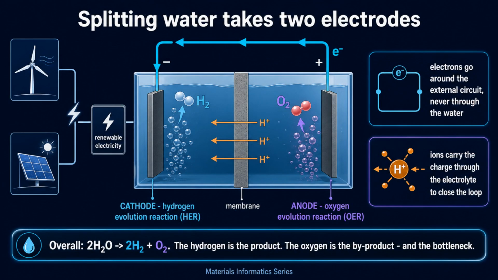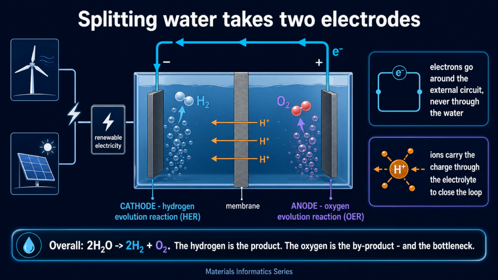Water electrolysis is one overall reaction driven by 2 half reactions at 2 separate electrodes. 2 water molecules become 2 hydrogen molecules and 1 oxygen molecule. The electrons do not travel through the water. They leave one electrode, go around an external circuit through the power supply, and arrive at the other. Ions carry the charge through the electrolyte to close the loop.